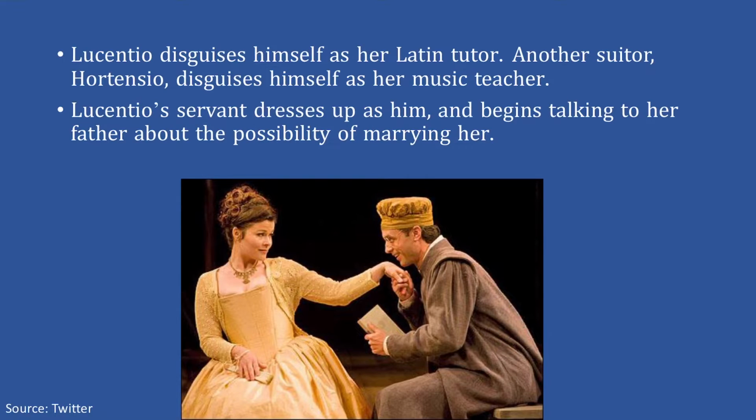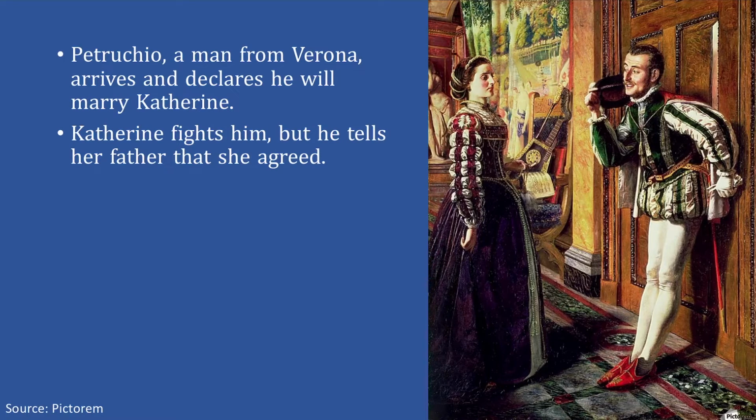Lucentio disguises himself as her Latin tutor, and another suitor, Hortensio, disguises himself as her music teacher, both wishing to marry her. Lucentio's servant dresses up as him and begins talking to her father about the possibility of marrying her. Petruchio, a man from Verona, arrives and declares that he will marry the man's firstborn, Catherine. However, she's a shrew and she fights him and he tells her father that she agreed to the proposal of marriage.